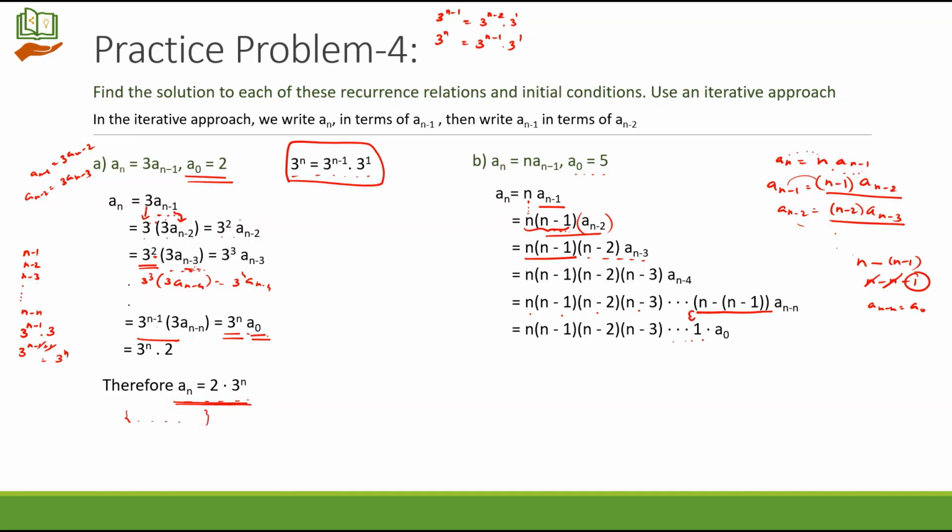What is a0? It is 5. What is this actually? This is the factorial of n. What is factorial of n? We can express this as n into n minus 1 into n minus 2 up to 2 into 1. So this can be expressed as n factorial. So the solution to this particular recurrence relation will be 5 into n factorial.